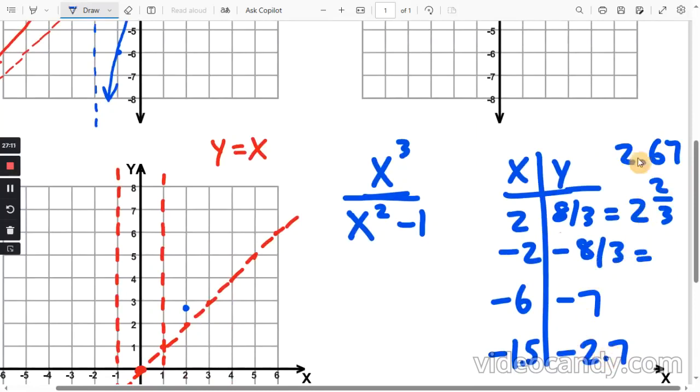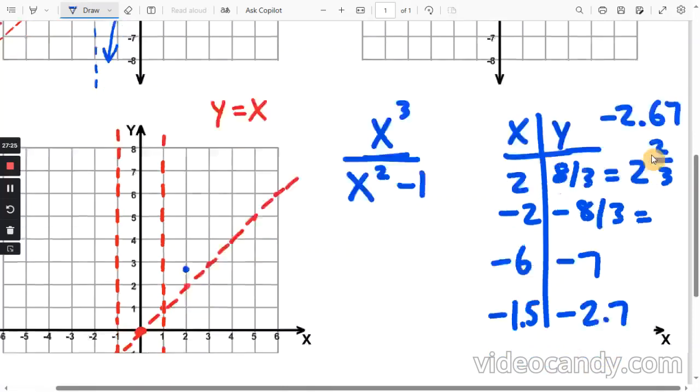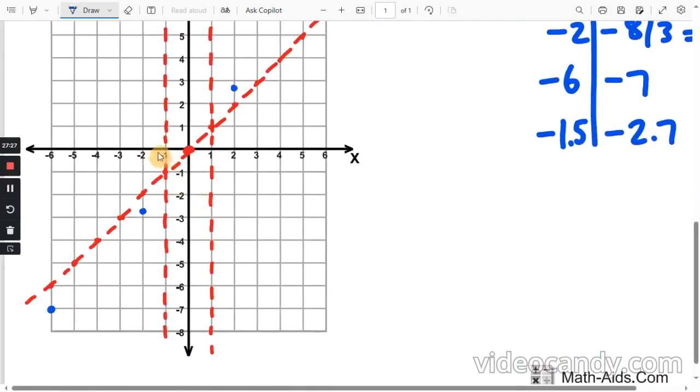So it's going down. It's getting more and more negative. This was at negative 2, and this is at negative 1.5. So the negative 2.7 is lower than negative 2.67. So at the negative 1.5, it is getting lower. Okay, just barely, but we can tell what direction it's heading in. So that's all we need. So this here is basically like that. It's approaching the asymptote.